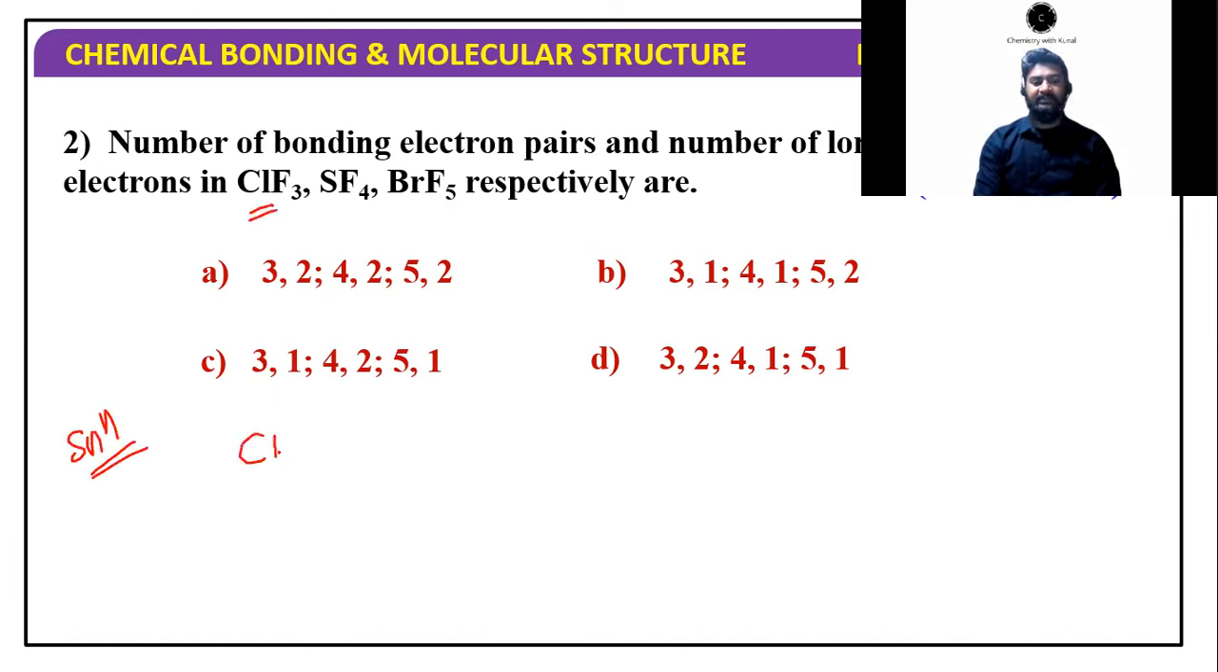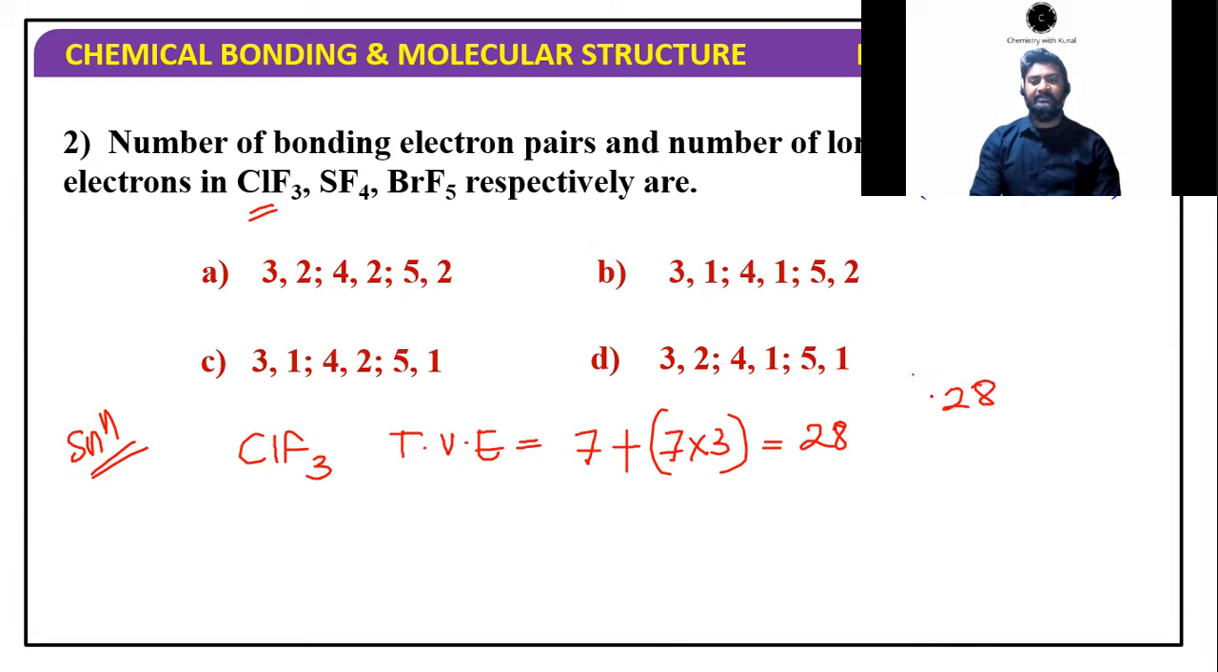ClF3. What is the shortcut I told you for this question? The shortcut I told you was to find the total valence electrons. How many total valence electrons does this have? Chlorine 7, fluorine 7 into 3. So 7 into 4, 28. Divide 28 by 8 first. Then we get the quotient 3, and the remainder 4, which gives 2. So 3 bond pairs and 2 lone pairs.